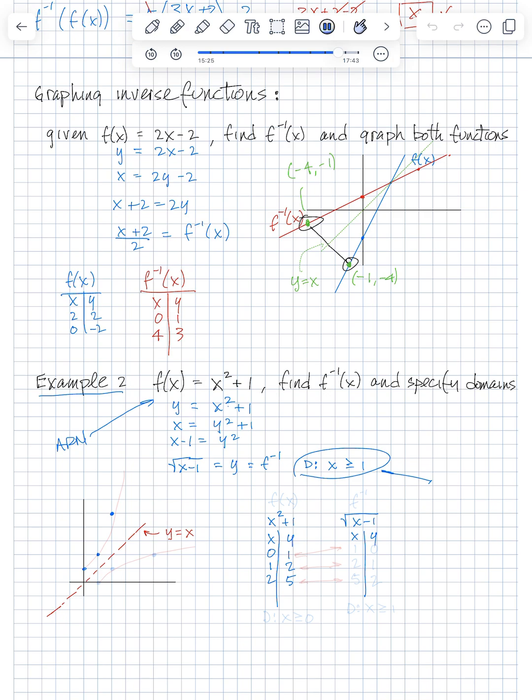So x is greater than or equal to 1. When x is 1, the square root of 0 is 0. When x is 2, 2 minus 1 is 1, the square root of 1 is 1. When x is 5, 5 minus 1 is 4, the square root of 4 is 2. Let's plot those. So 1, 0; 2, 1; and 5, 2.